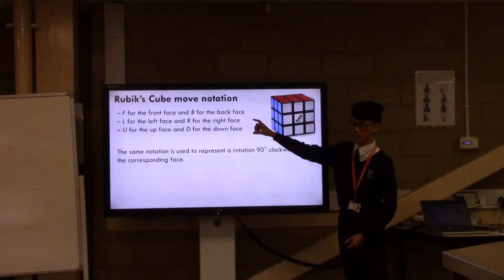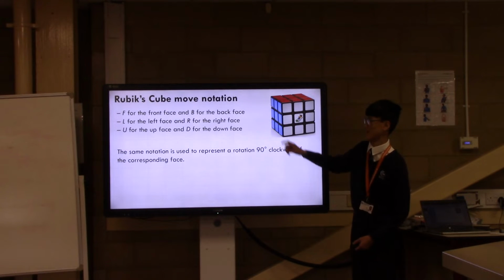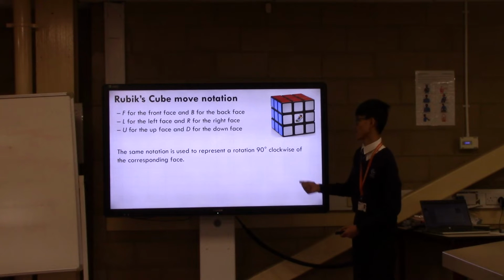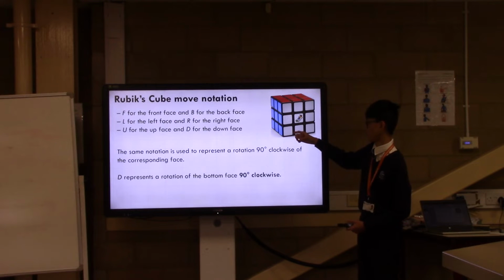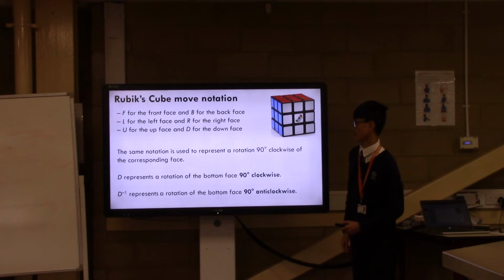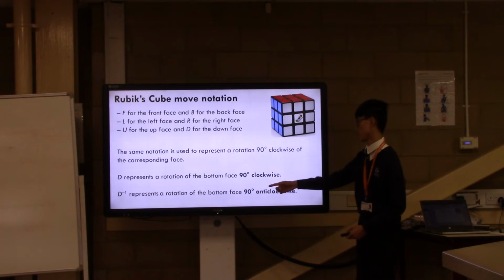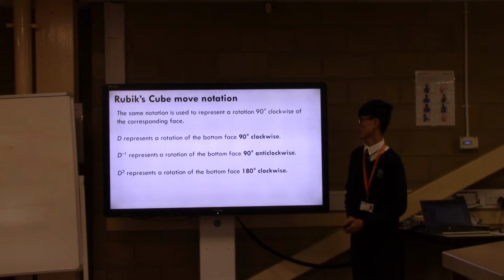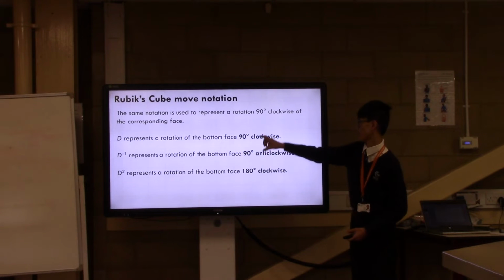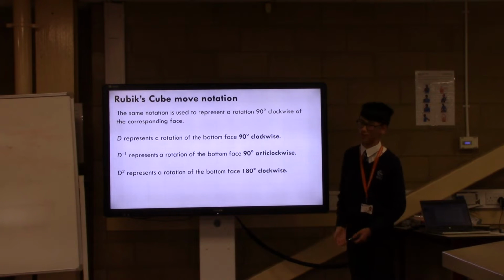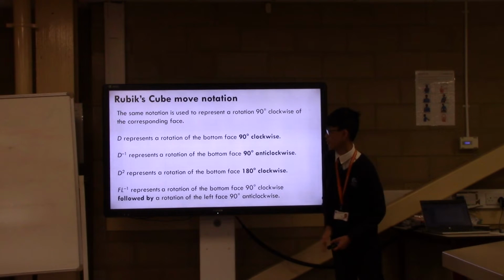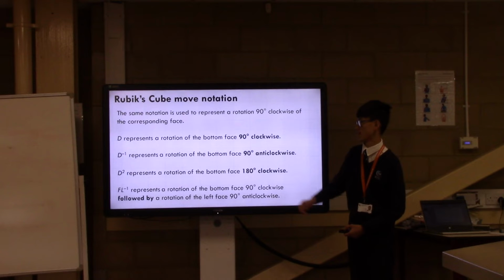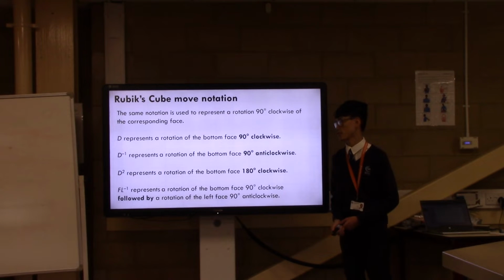So we use the notation for the faces to represent rotations clockwise and anti-clockwise as well. So D represents a rotation of the bottom face, down face, 90 degrees clockwise, and D to the -1 represents the opposite, so the rotation anti-clockwise. D squared represents doing D twice, so that's rotating 90 degrees clockwise twice, so that's 180 degrees clockwise. And if you put 2 moves next to each other, that just represents doing the first move followed by the next move. So that would be a rotation of the front face and then the rotation of the left face, anti-clockwise.